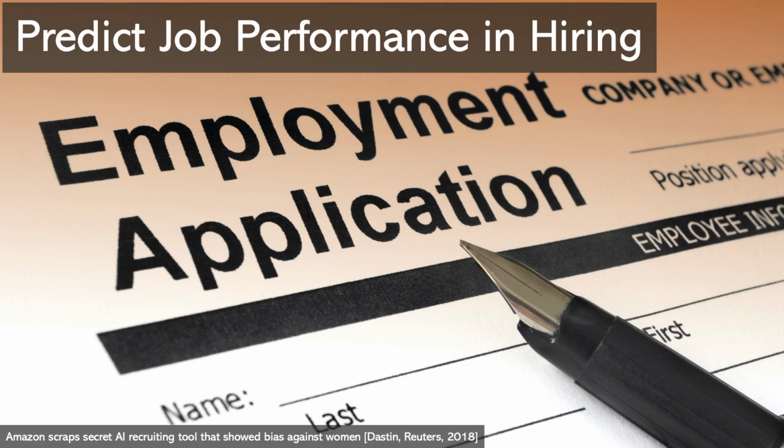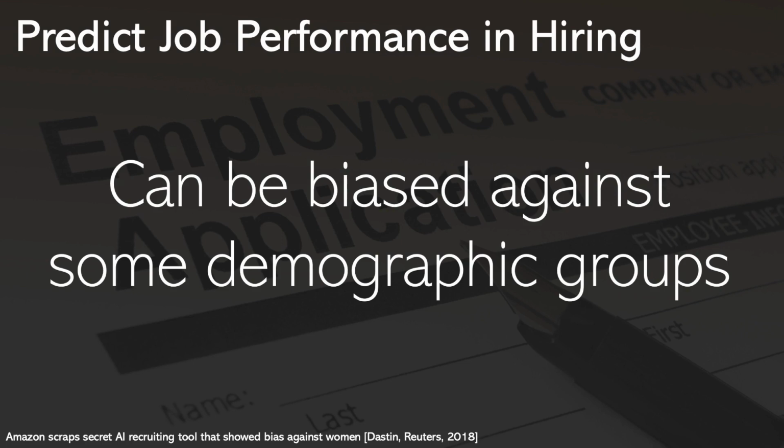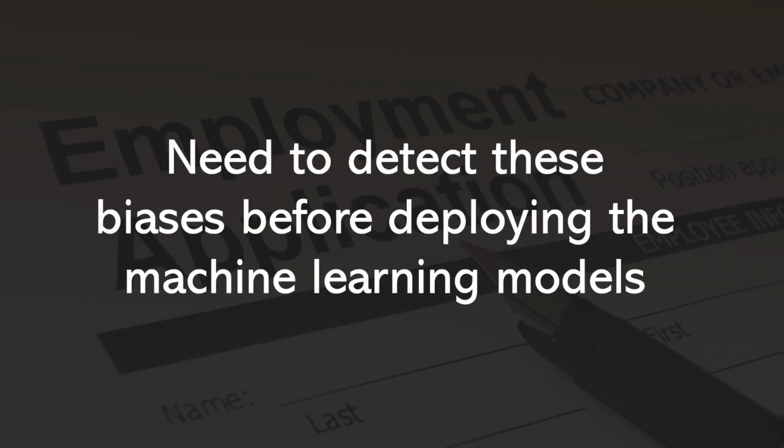For example, in hiring, some recruiters use machine learning models to predict the future performance of job applicants to determine whether to hire them. The problem with these models is that they can be biased against some demographic groups. Reuters reported that an AI recruiting tool developed by Amazon was biased against women for software developer jobs and other technical posts. To avoid using biased models to make predictions, we need to detect these biases before their deployment.